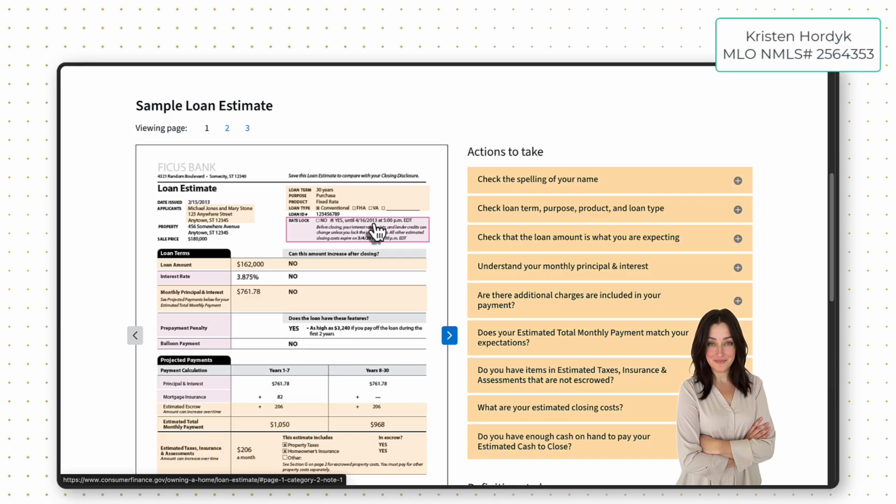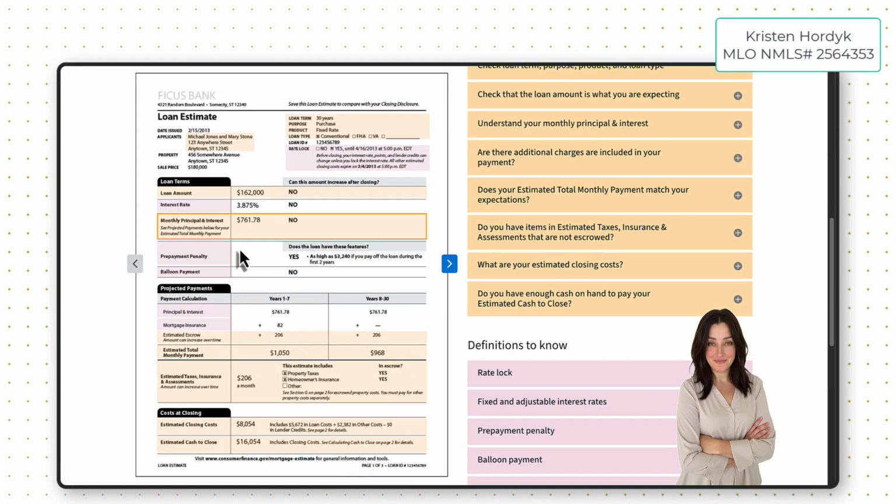You'll see both the purchase price and the loan amount. These are not the same. The difference is your down payment. Next is the interest rate and the monthly principal and interest payment. This payment does not include taxes or insurance. In this example, we're looking at $761.78. It will tell you whether or not there's a prepayment penalty and whether there's a balloon payment. Most standard residential loans do not include prepayment penalties or balloon payments, but this is where you would see if one existed.